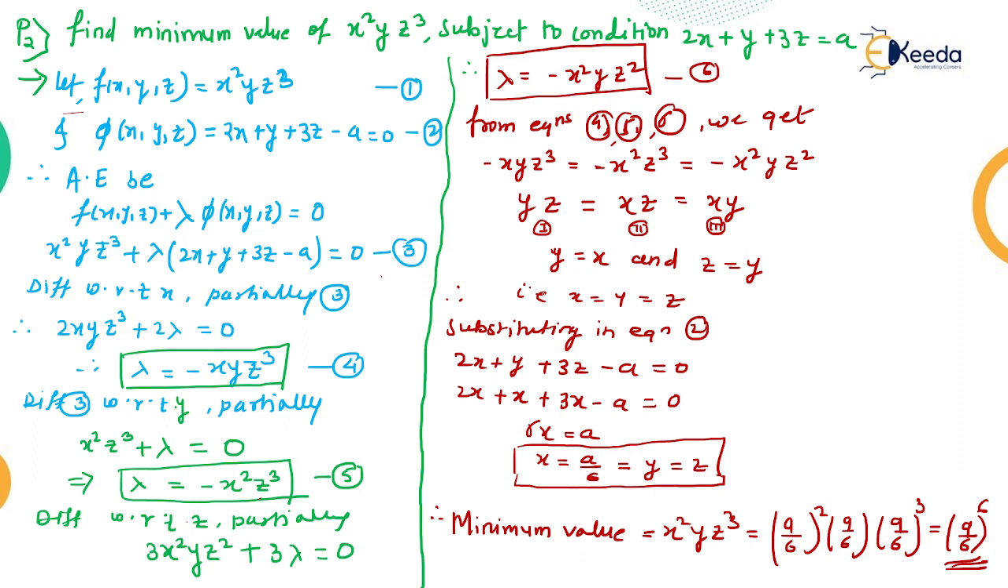This gives x is equal to y is equal to z. Substituting the value in equation number 2, we get x is equal to a divided by 6, and this is the value of y and z. Putting the values in the given function, x square y z cube, we get the final answer a divided by 6 bracket power 6, which is the minimum value of the given function.